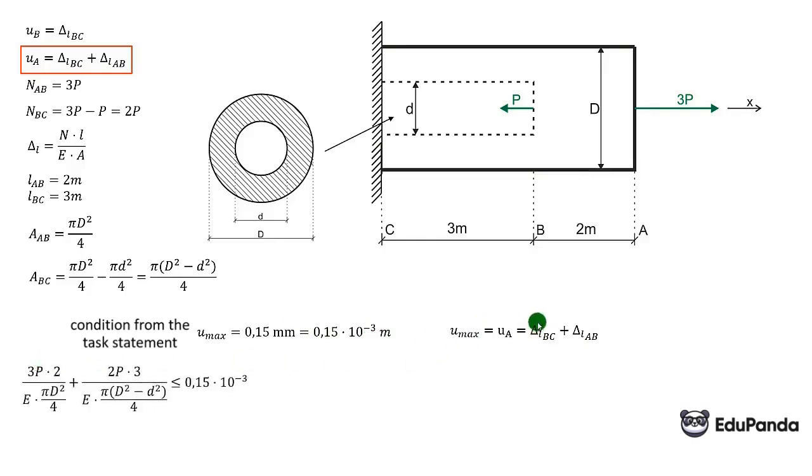Well, and we substitute. Delta LBC, that is force. Here I did it in reverse. First is delta LAB, and then is delta LBC. Delta LAB is the force in the rod in section AB, 3P, times the length of the section, 2 meters, divided by Young's modulus and cross-sectional area, pi d squared over four. And we add the same with section BC. And this is to be the maximum displacement of 0.15. So this displacement is to be less than or equal to 0.15 times 10 to the minus third.